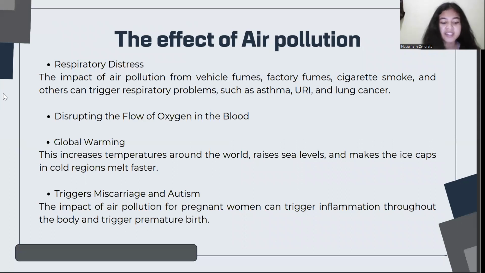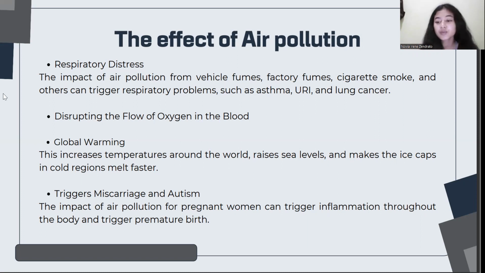And in addition, air pollution can also lead to reduced oxygen levels in the human body. And the second is disrupting the flow of oxygen in the blood. So the circulatory system can also be disrupted due to the impact of air pollution. This is caused by carbon monoxide, or CO, which makes inflammatory protein levels and the amount of blood viscosity increase. This is what triggers inflammation of the blood vessels that can lead to cardiovascular disease.